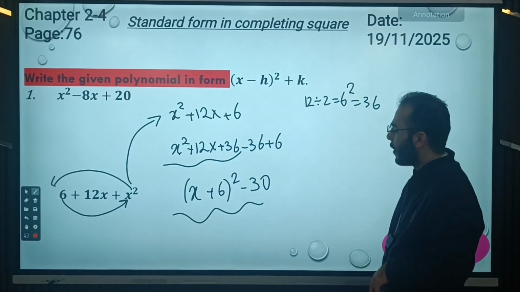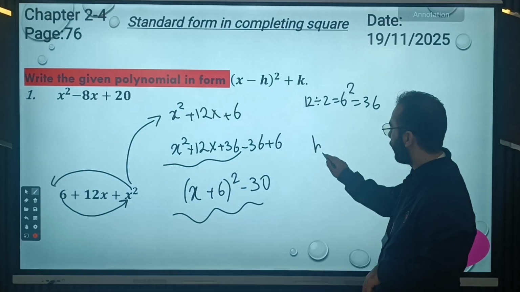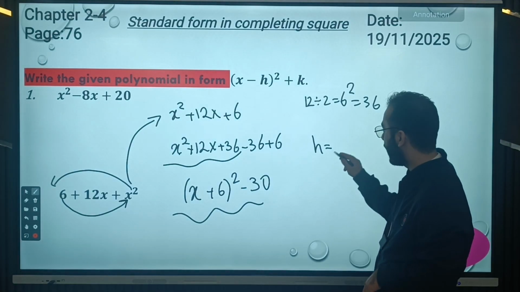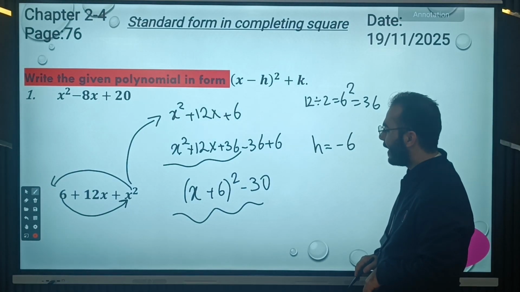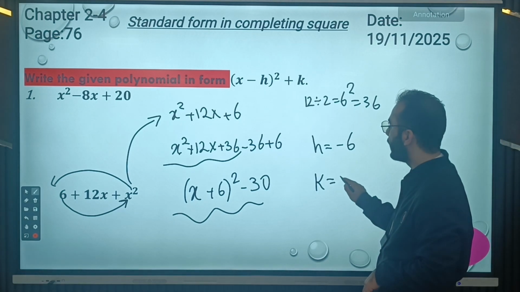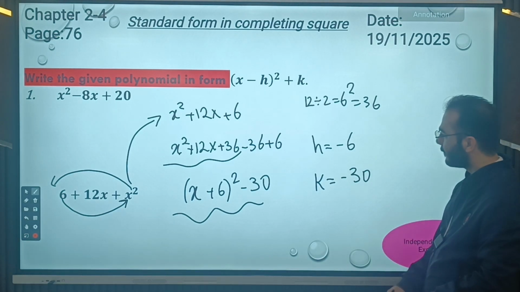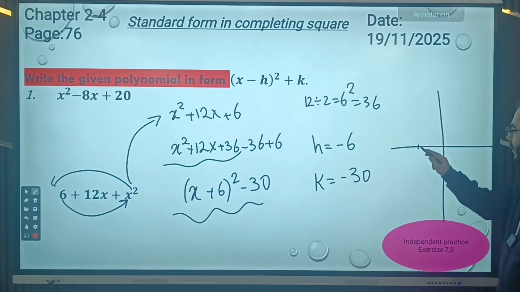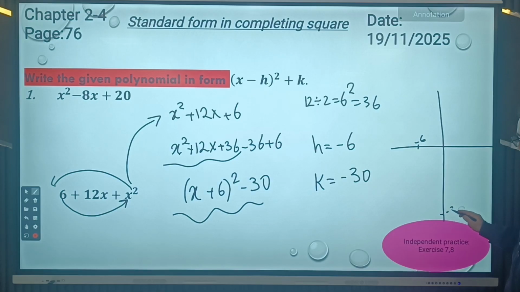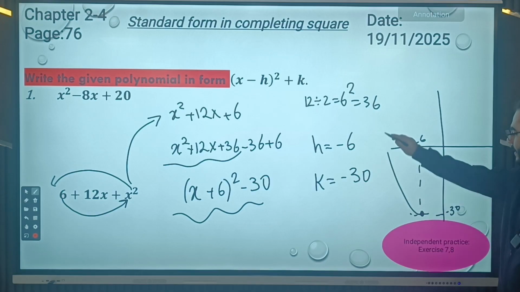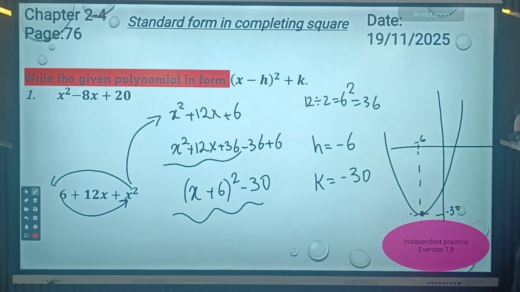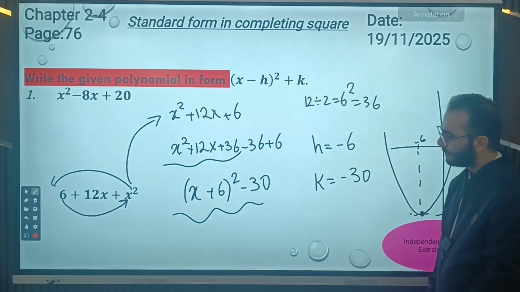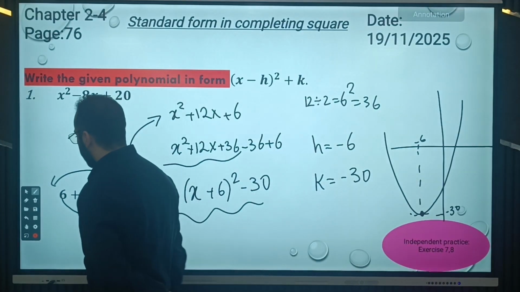Perfect. So what is going to be the value of h? Opposite of inside, which is negative 6. And k is, of course, negative 30. And if I'm going to graph it, it's going to be something like this. Negative 6, let's say it's here. Negative 30, let's say it's here. So if you join them, this is going to be the vertex of our parabola. Perfect. I hope that it is clear till now.